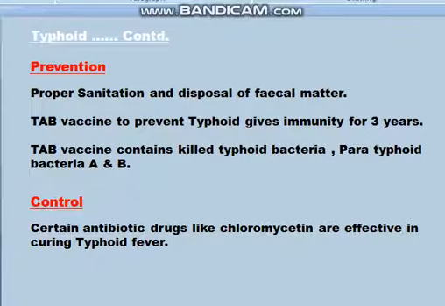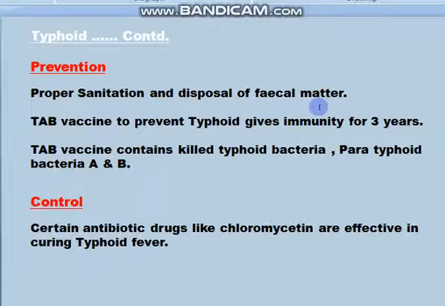So how to prevent typhoid fever? The best way to prevent typhoid is through proper sanitation and disposal of fecal matter. Any waste from the infected person should be disposed of properly, and there should be proper hygiene and sanitation to prevent typhoid fever. Moreover, the food and water should not be contaminated.